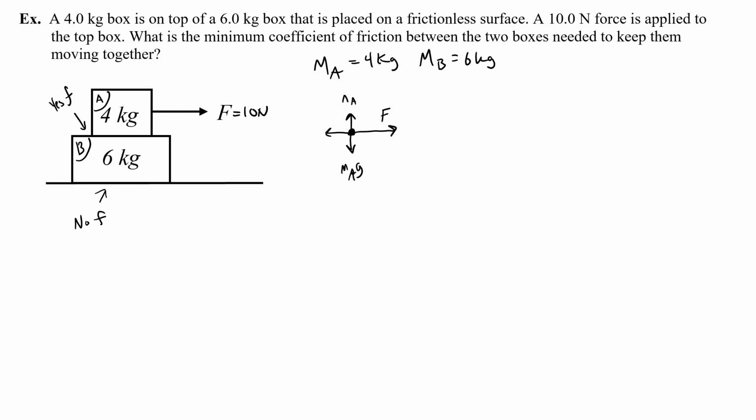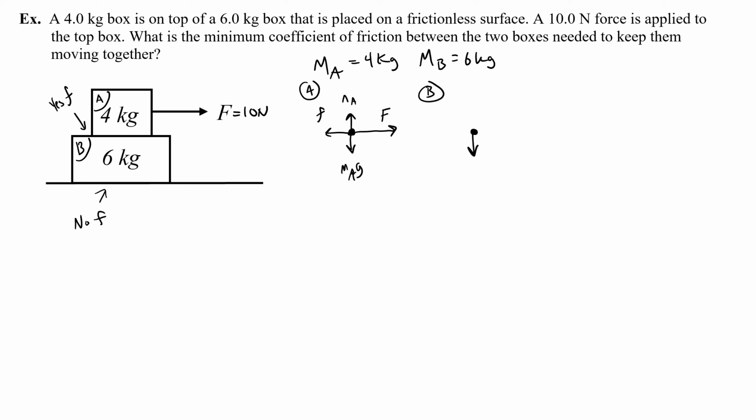which in this case is actually going to be to the left, because as this 4 kilogram box is moving to the right, the 6 kilogram box is going to drag back on it a little bit. So I'm just going to call this friction because there's only one source of friction in the problem. Okay, so that's A. Now let's think about B.